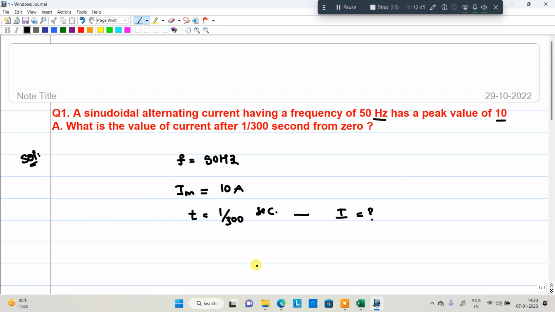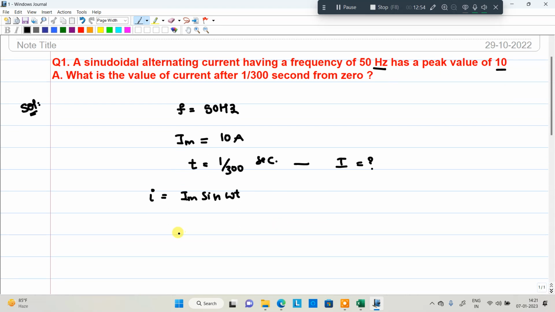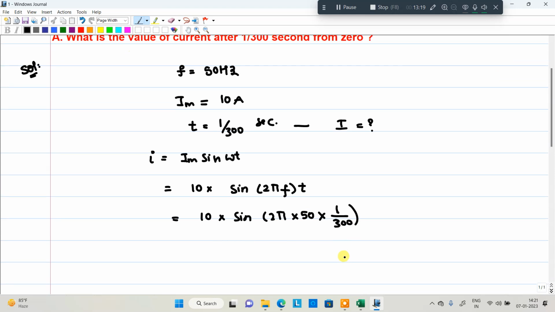That is the problem. The current formula for a sine wave is Im sine omega t. Whenever it is Im sine omega t, what is the Im value? Im value is equal to 10. Omega is equal to 2 pi f, and here t is there. So from that, 10 into sine 2 pi f, where frequency is 50 and time is equal to 1/300.